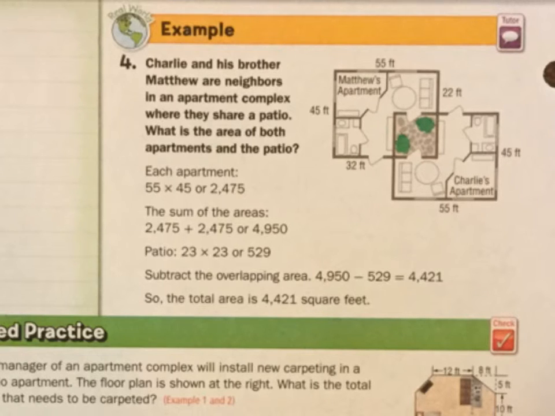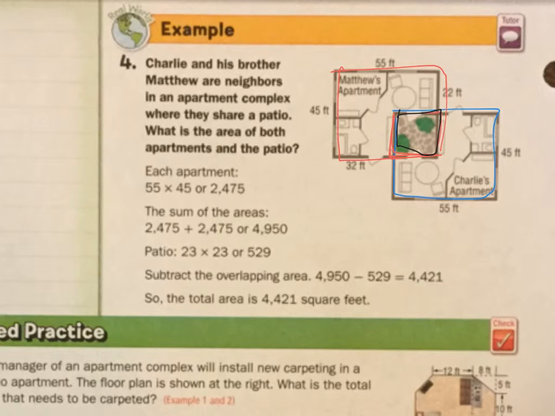Okay. So we have 2 apartments. We have Charlie's apartment, and we have Matthew's apartment. Now, if we get the area of both of those rectangles, it's going to include this twice when we only want it once. So then we'll figure out what this area here is and just get rid of it one time. Okay?